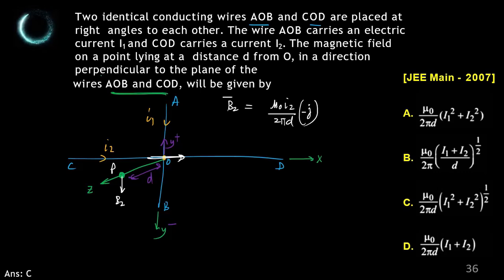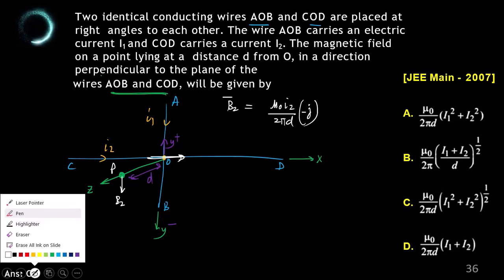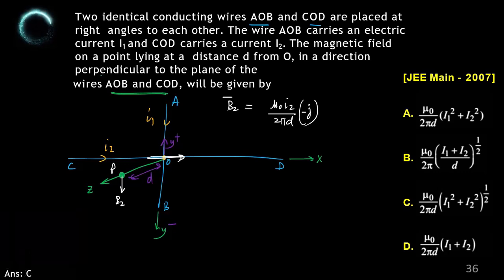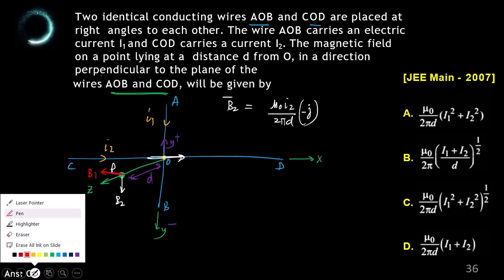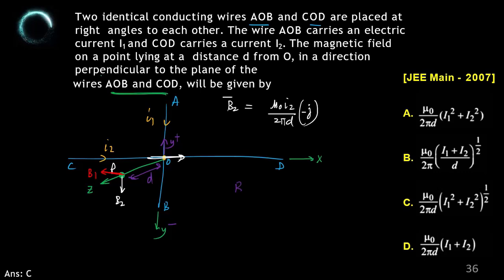Similarly, for the I1 wire, place the thumb along the negative Y and stretch your fingers along the Z direction. So the palm will be facing towards our negative x-axis. Negative x-axis means in this direction. So this is the B1 vector. What is the B1 vector? B1 vector should be equal to, again, mu naught I1 by 2 pi d but with a minus I cap.